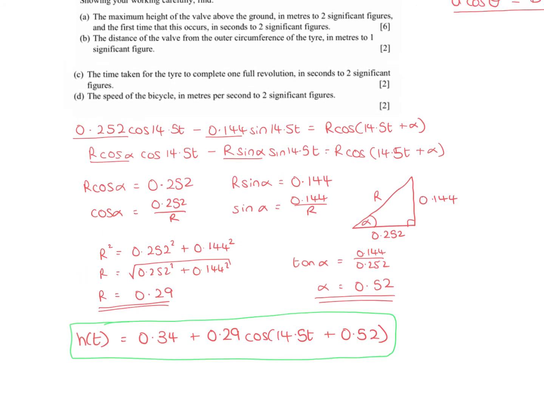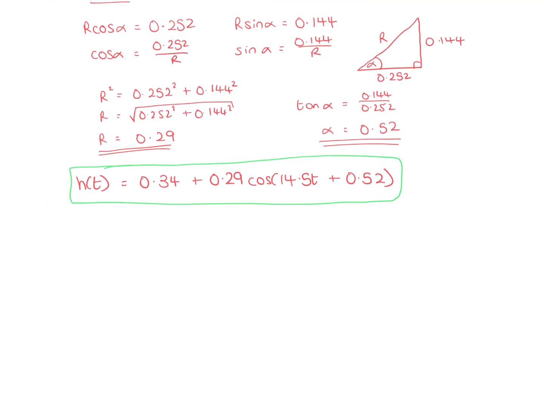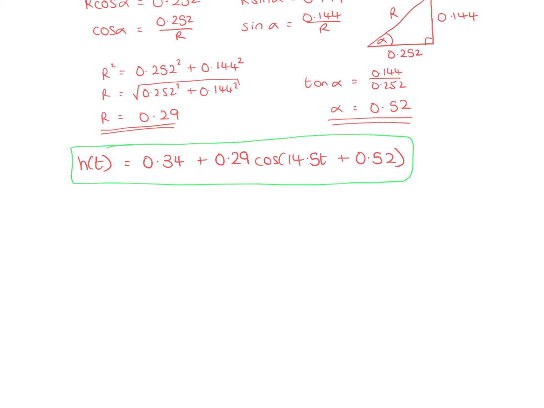So let's read the question now. The maximum height of the valve above the ground in metres to two significant figures, and the first time this occurs in seconds. So what would the maximum height be? You've got to really think here about what values I can have. If you think about your equation, that bit is the only bit that can change. The rest of it is fixed, they're constants. The maximum of that is 1.